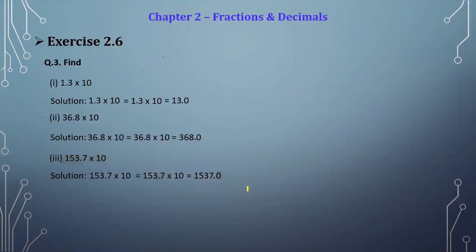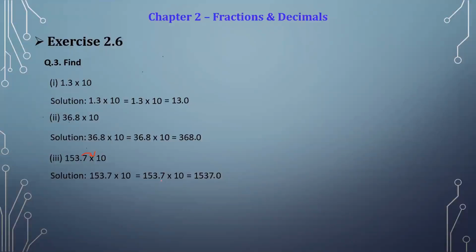What is the second method here? Which method can we use? We can use shifting of the decimal point to the right side by one digit. So here you have to shift that decimal point after 7, and then you get your answer 1537.0.